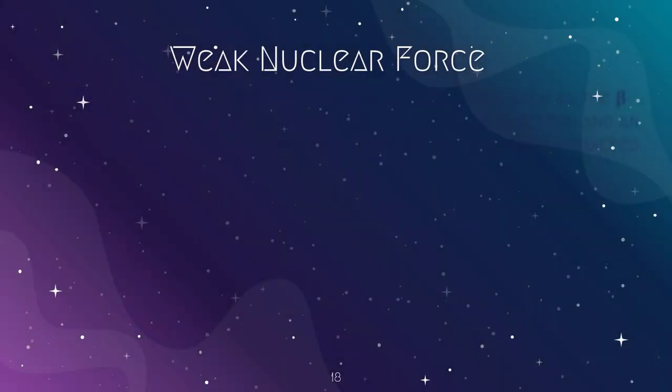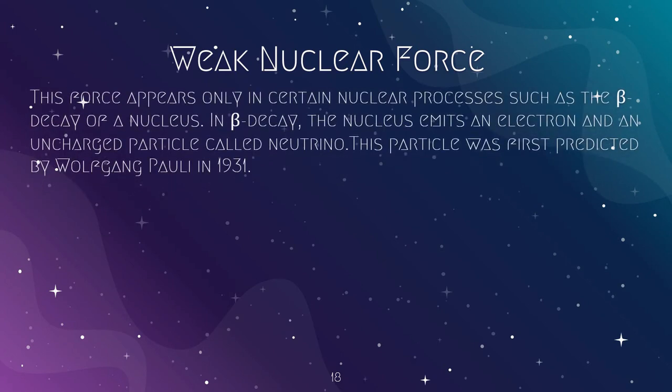The next force we are having is weak nuclear force. The force appears only in certain nuclear processes such as beta decay. Actually, in beta decay, when nucleus emits an electron and an uncharged particle, which is neutrino, that is known as beta decay, and because of weak nuclear force, the nucleus emits electron and neutrino, and the particle which was first predicted by this is known as neutrino, and it was developed by Wolfgang Pauli in 1931.